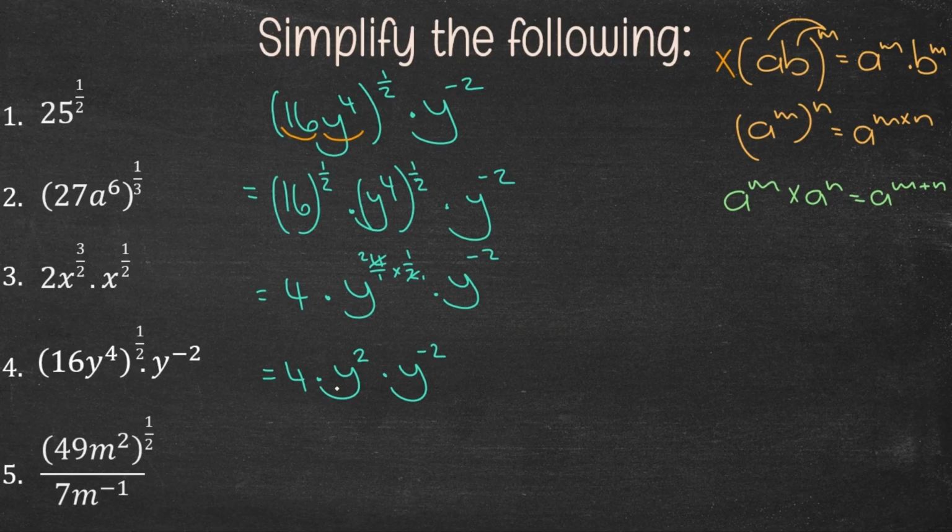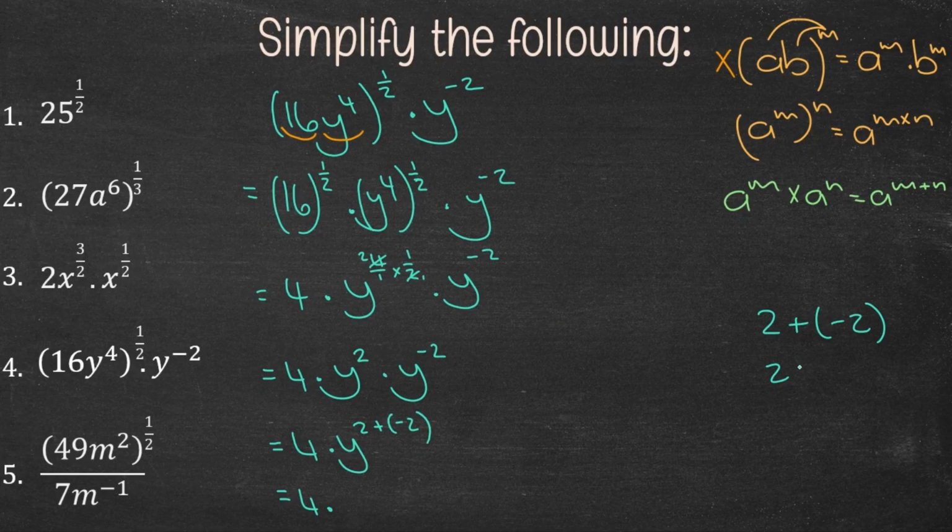We are multiplying. The bases are the same, so what do we do? We add the exponents. So I'm going to write 4 multiplied by y. I keep my base, and let's add the exponents. 2 plus negative 2. And that leaves us with 4 multiplied by, now 2, let me show you, 2 plus negative 2. To get rid of the brackets, I multiply this positive into the brackets.